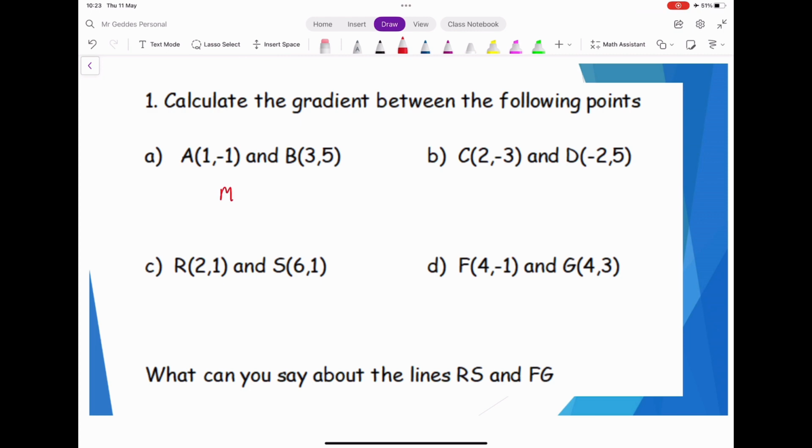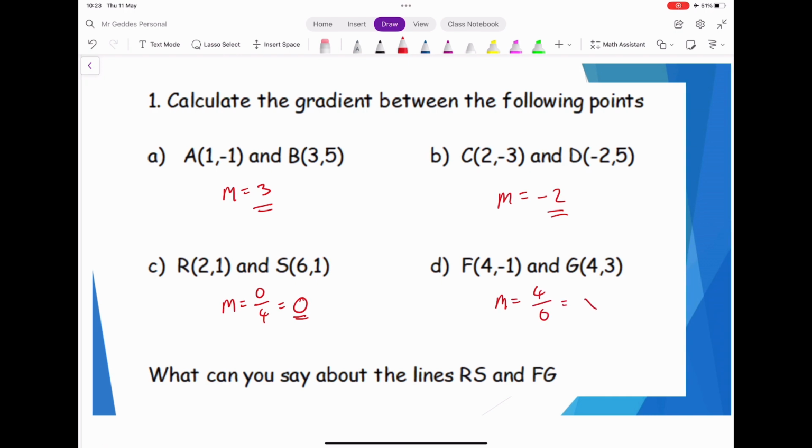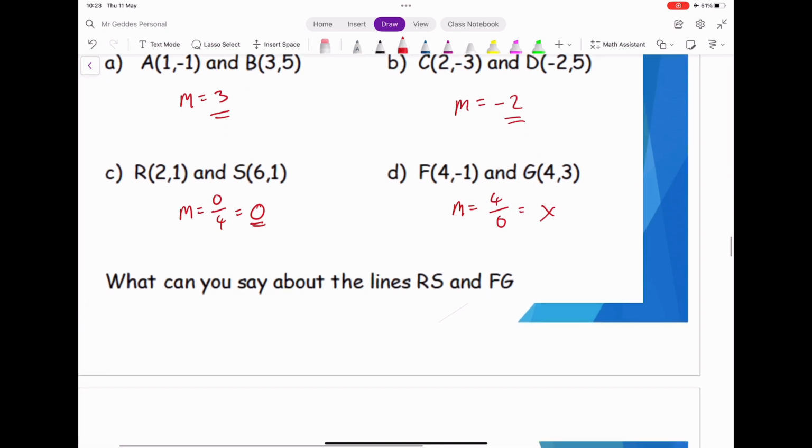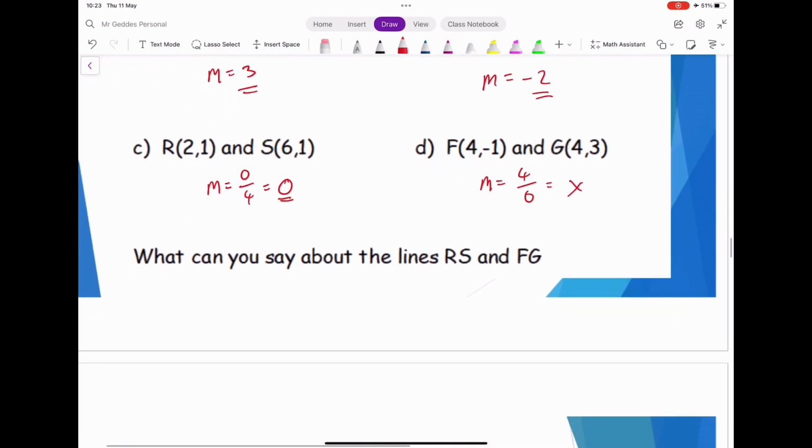Okay, so our gradient for the first one is 3. For b, remember we're using y2 minus y1, it's negative 2. We're doing m is 0 divided by 4, giving you a gradient of 0. And for the last one, watch out for this one, something strange going on. It's 4 divided by 0. Now, hang on a second, we can't divide by 0, we get an error. So let's think about this. The question at the bottom there, what can you say about the lines RS and FG?